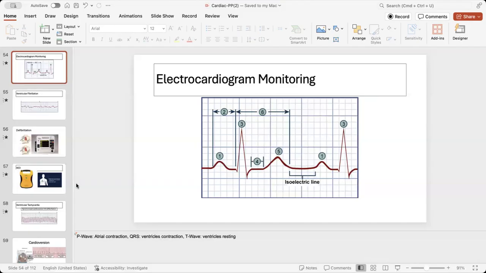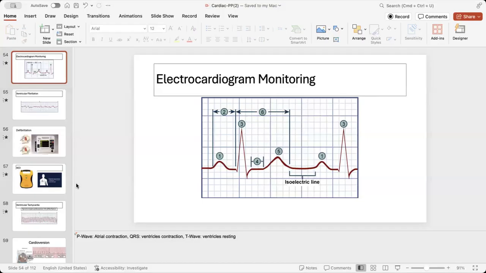Anything less than 60 is what? Bradycardia. Anything greater than 100 is tachycardia. Okay. How would I figure out the heart rate? Count the QRSs on a 6-second strip, and do what with that number? Multiply it by 10. That's your estimated heart rate.